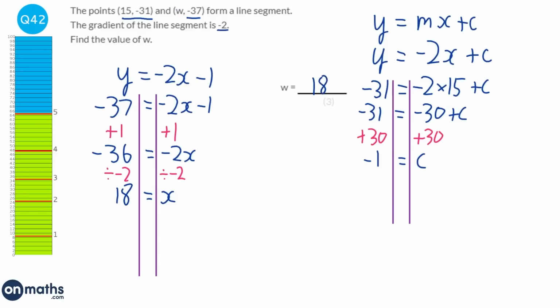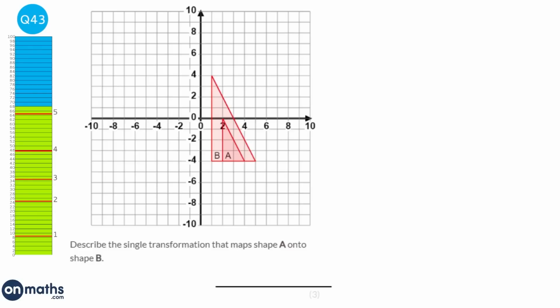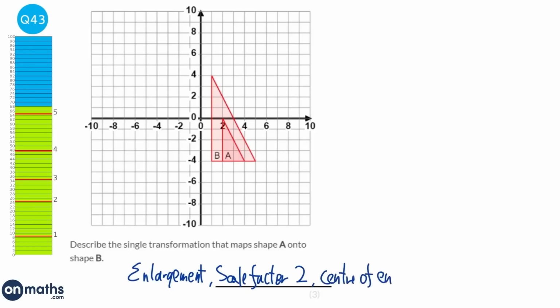So the x value is 18 and the x value is the w value. So w is 18. So you can see here that the triangle has changed size. So the transformation we're looking at is an enlargement. And we need to find out how much it's changed by, so what the scale factor is. And so we've got 2 at the bottom here of triangle A, and we've got 4 at the bottom here of triangle B. And so we are going to times the 2 by 2 to get to 4, so the scale factor is going to be 2. And last thing we need is the centre of enlargement.